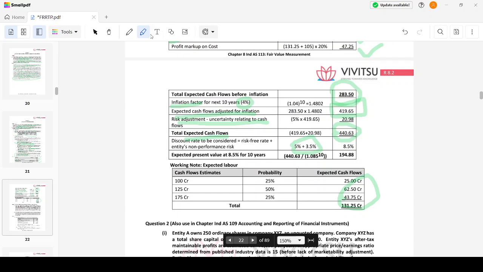So let me make it very simple for you. For step one, calculate the cash flows, which is nothing but labor cost plus overheads plus the markup profit. Then step two, adjust for inflation and risk adjustment. There could be wrong estimates in the cash flows, so that is known as the risk factor adjustment. The inflation adjustment is 4% for a period of 10 years. And then the risk adjustment, I'm going to put 5% additionally.